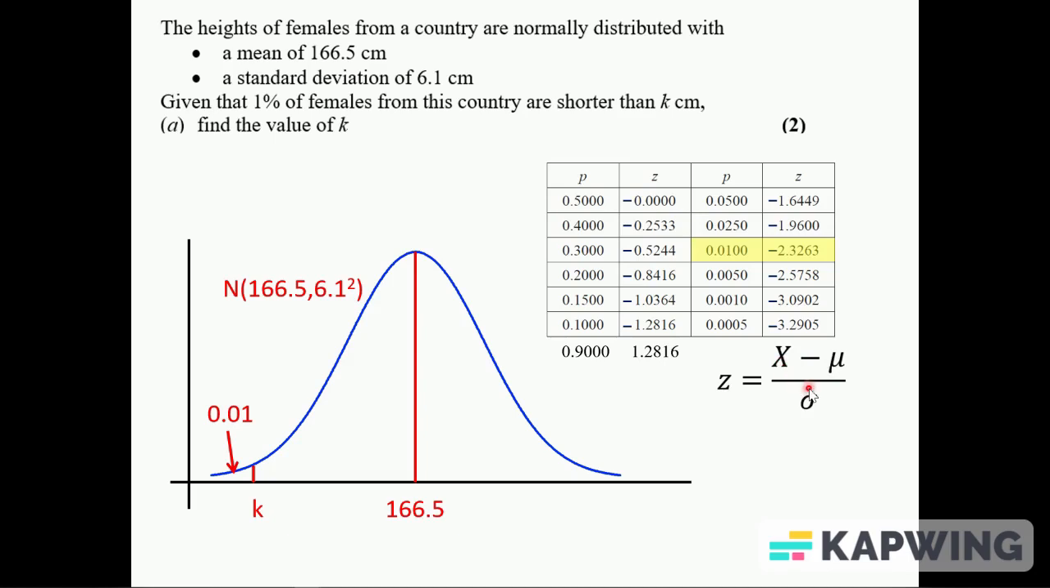Most people use this version of the formula. We used to use it a lot before we had the calculator, because we normally know the X and want to work out the Z value. These days, we're probably going to be using the Z value, so I prefer to use this one. It's the same thing, really: multiply by the sigma, add the mu, and then we can stick it in. Then the X is the K that we're looking for. Mu is 166.5, the Z is minus 2.32, and the sigma is 6.1, and you get 152.3 like we had before.